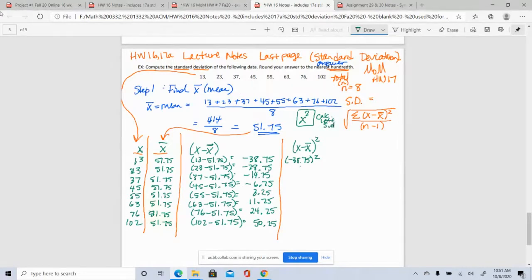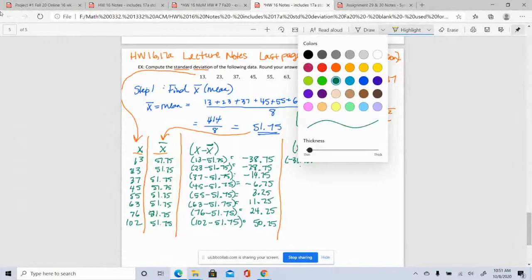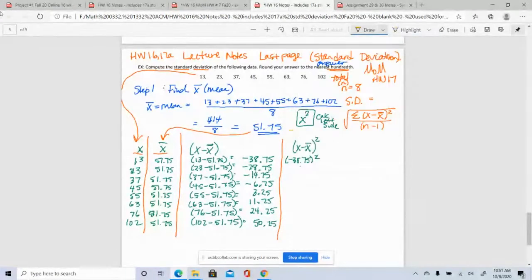If you've got this kind of calculator, you can just put this in and then square it. You don't have to put parentheses around it. You can just put a negative. So in my calculator, I would put negative 38.75, and then I hit the X squared button, and it's going to put the little 2 up there. Square it. Then you just hit enter.